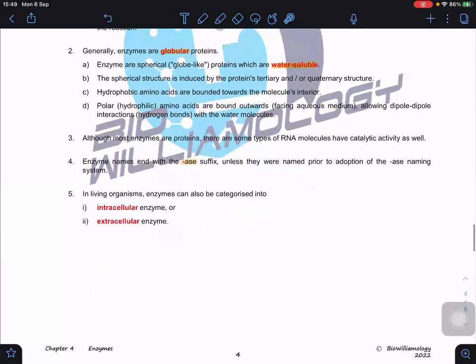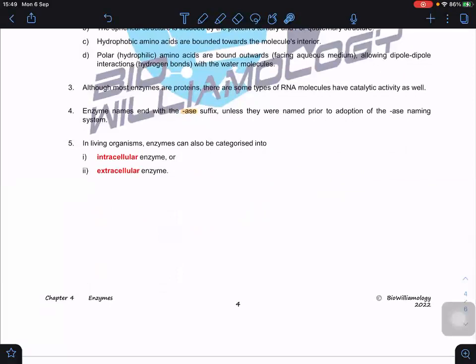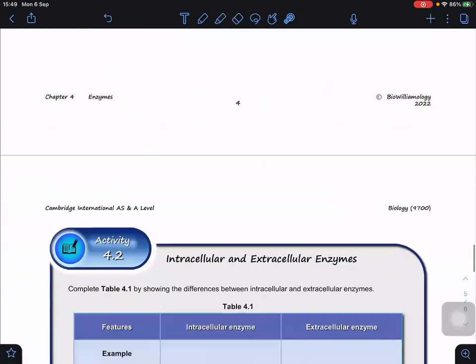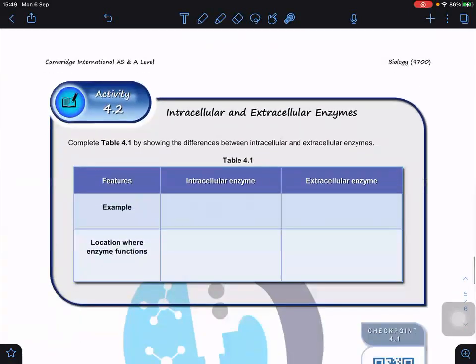So in living organisms, enzymes can be classified into two broad categories, either intracellular enzymes or extracellular enzymes. What are the differences between these two? Actually, it's quite clear. It depends on the location where the enzyme functions. Intracellular enzymes work inside, or catalyze the metabolic reactions within the cells, but extracellular enzymes catalyze the reactions outside the cell. It means the enzyme must be secreted out from our cells.